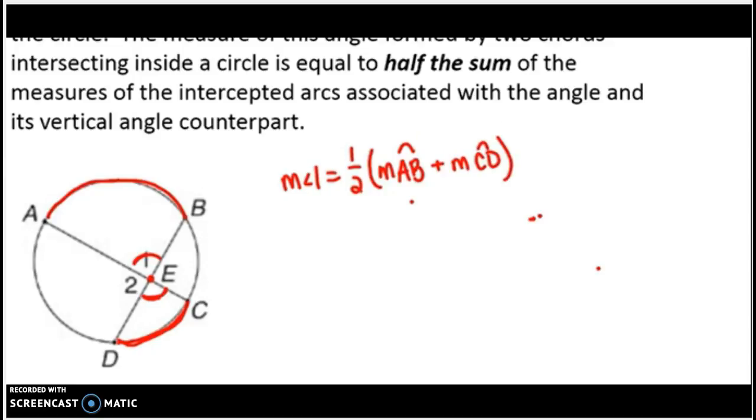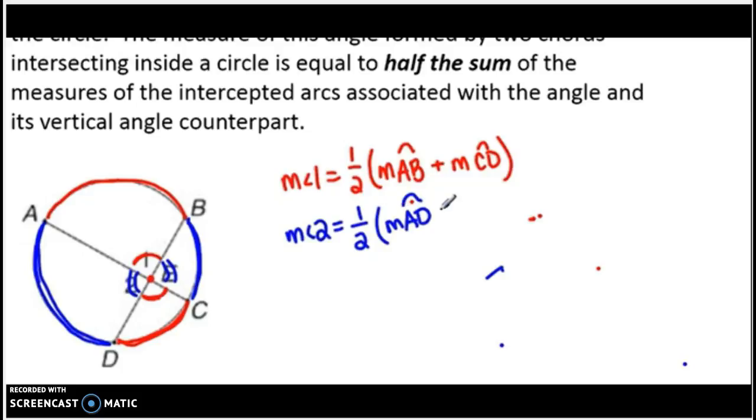The other pair of vertical angles in this picture, this angle over here and angle 2, also have a pair of intercepted arcs. That arc goes with that angle. The blue arc over here goes along with angle 2. So the measure of angle 2, again, its vertex is inside the circle but not at the center. So its degree measure is going to be half of the arc that belongs with it, arc AD, and the arc that belongs with its vertical angle, which is arc BC.